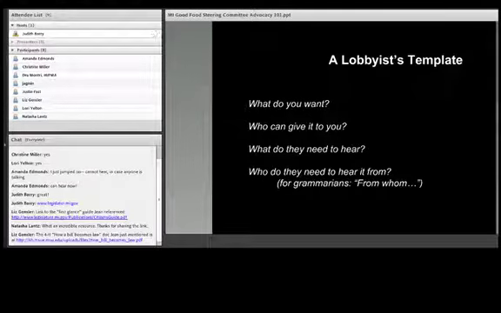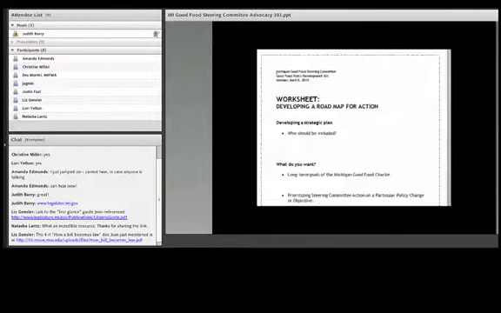What do you want? Who can give it to you? What do they need to hear? And who do they need to hear it from? Or for your grammarians, from whom do they need to hear it? Okay. Now we're going to move ahead and look at this template in a couple different examples. Oh, by the way, this is something that the steering committee is going to be using. This is a tool you've been given.